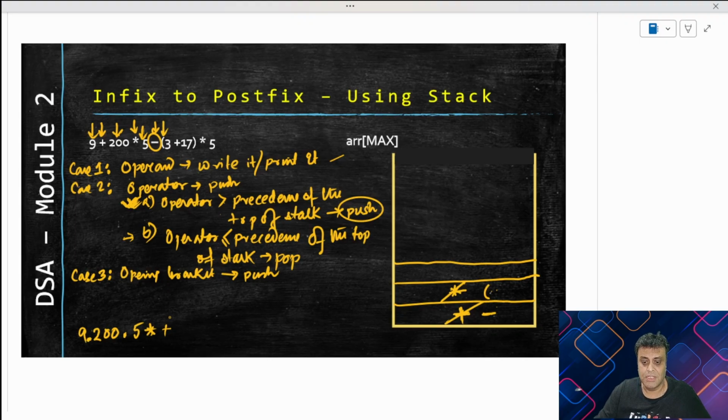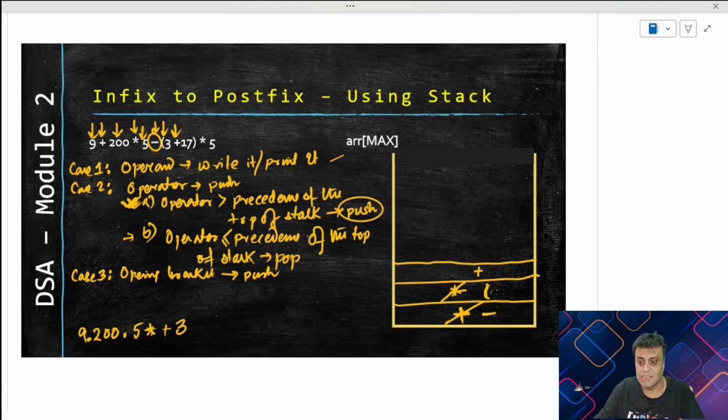Now we have 3. 3 is case 1. So it's an operand, right? So we write 3 here. Then we have plus. Plus is what? An operator, right? An operator is supposed to be pushed, but only if any one of these 2 conditions is satisfied. What is the first condition? Is the plus greater than the precedence of the top of the stack? So is plus greater than the next item? If I push plus here, will plus be greater than the bracket? Yes, because as I said, treat bracket as the lowest precedence. So plus can be here, right?